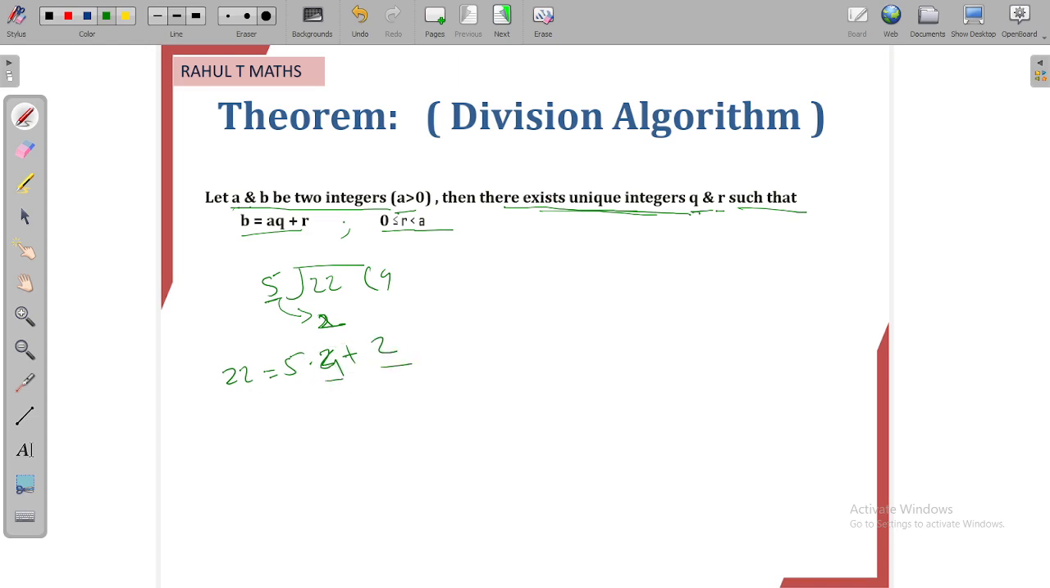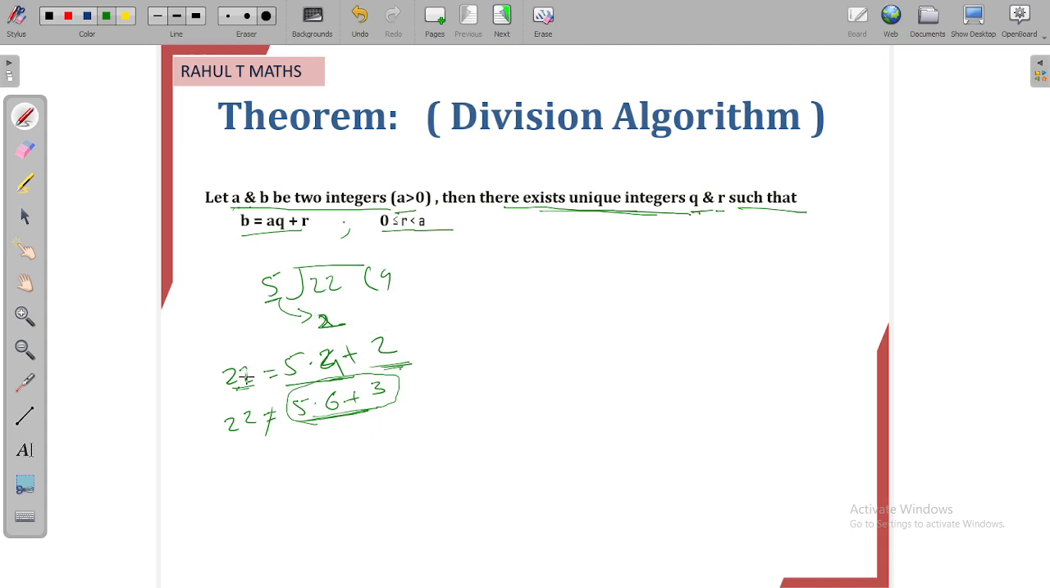Here 4 and 2 are unique, because we can only write 22 in the form of 5 into 4 plus 2. We cannot write 22 as 5 into 6 plus 3, because this multiplication and addition gives a wrong value, not equal to 22. Therefore, we can write 22 in the unique form 5 into 4 plus 2 if we divide 22 by 5. Okay, this is the meaning of the theorem.